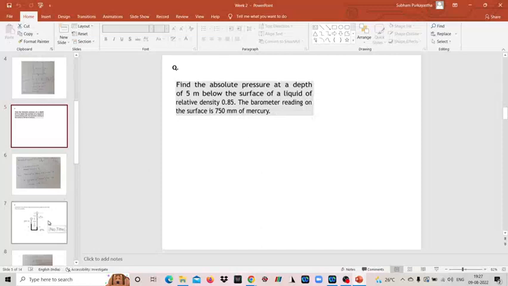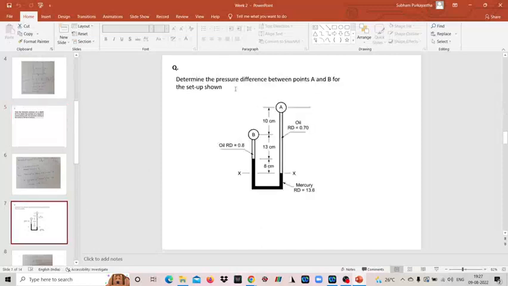Now, moving to the next question. This is a particular setup, and from the data given in this setup, you have to determine the pressure difference between point A and point B. So this is basically a manometer. This is a pipe. Can you tell me what type of manometer this is?